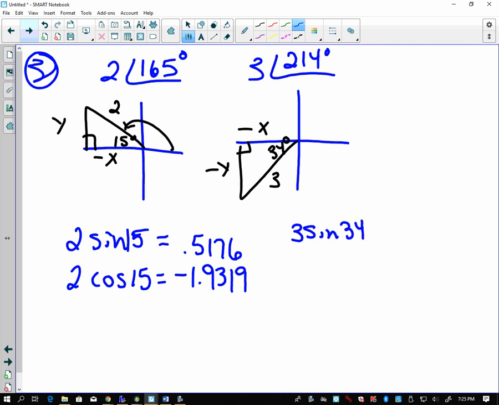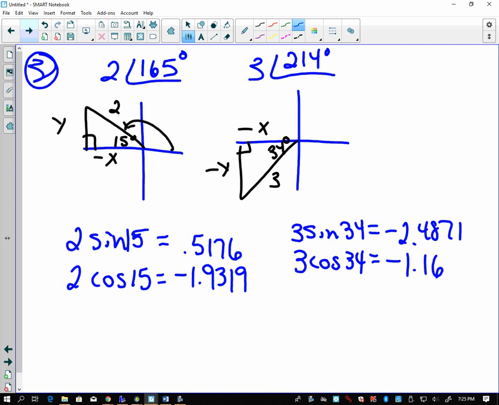Okay? Over here, my hypotenuse is 3, so 3 sine 34, my y is negative, so I'm going to list it as such, negative 2.4871. 3 cosine 34, and that's also negative 1.16. Now it's not going to put that in your calculator as negative. You have to put it as negative. You have to see that in the graph and know where it's at.